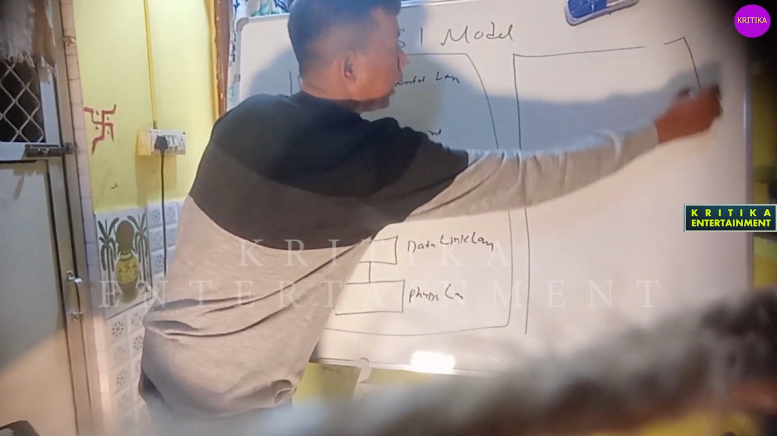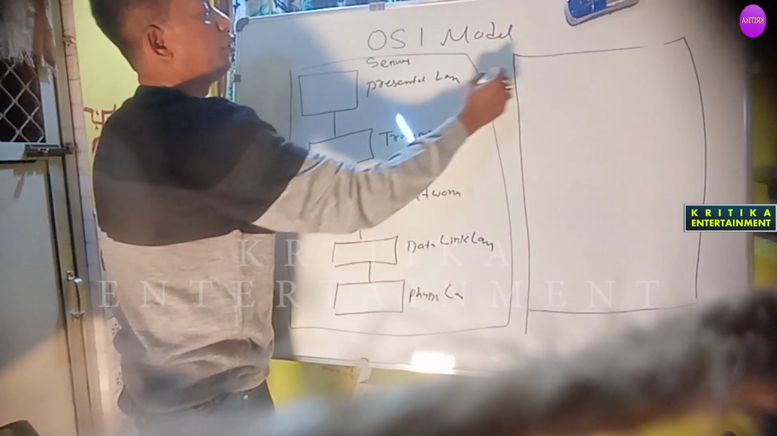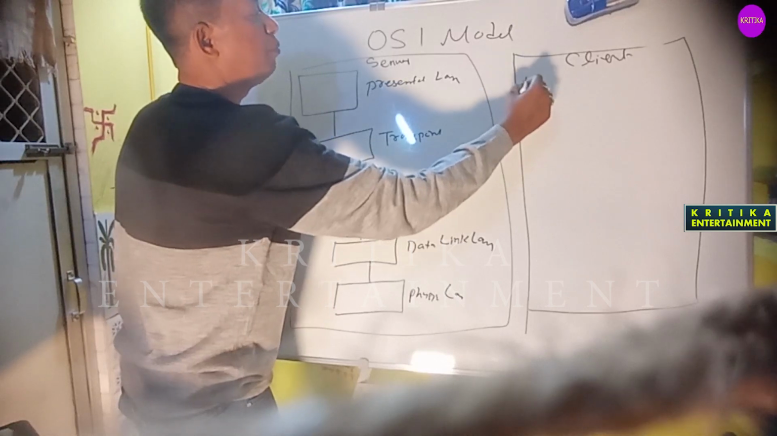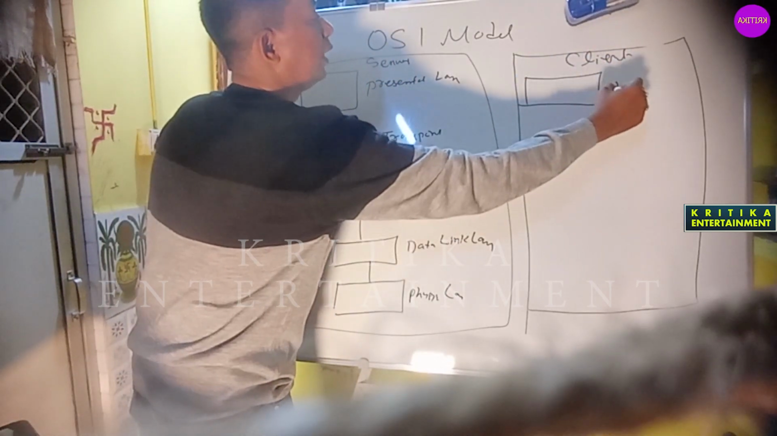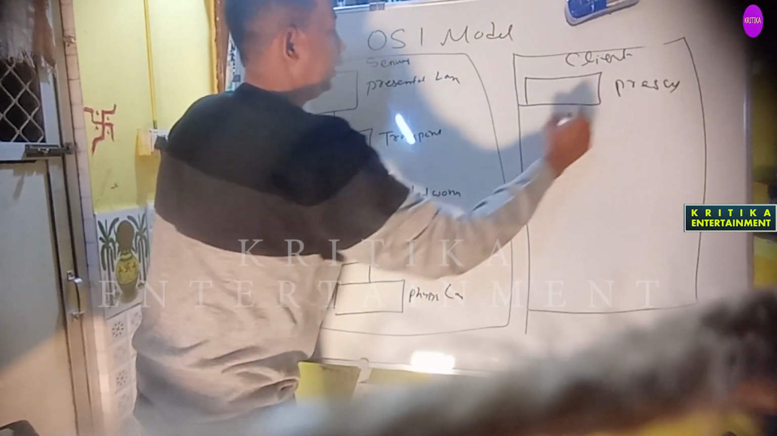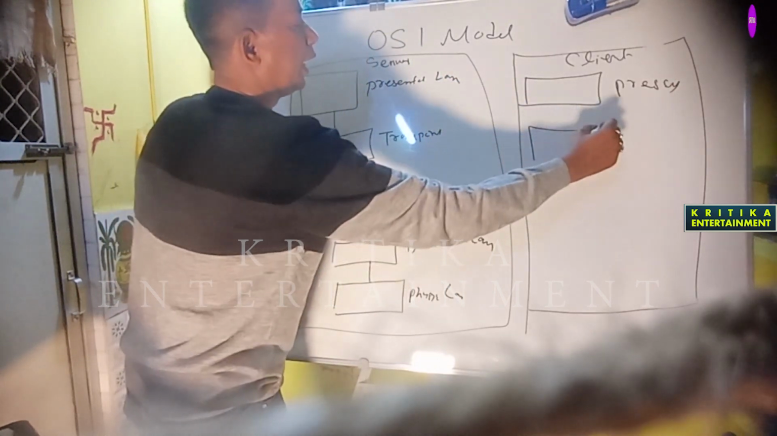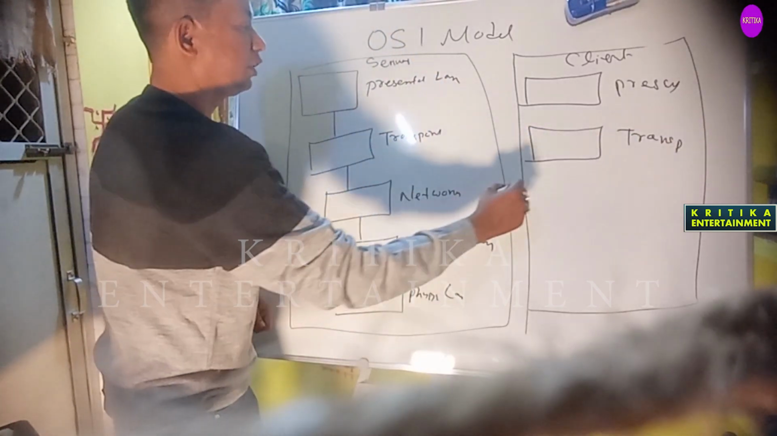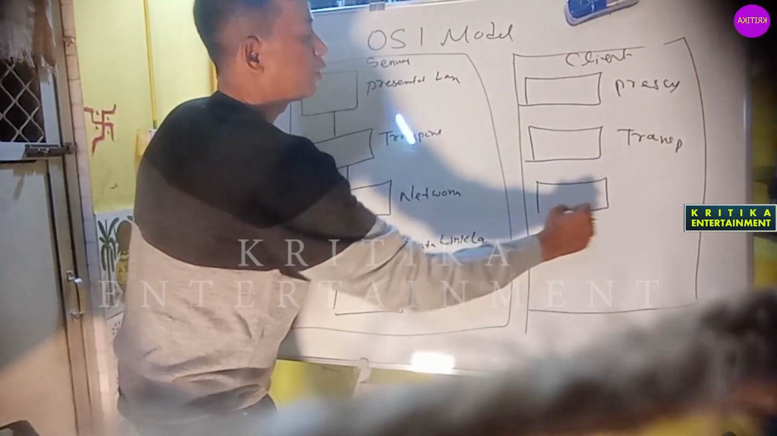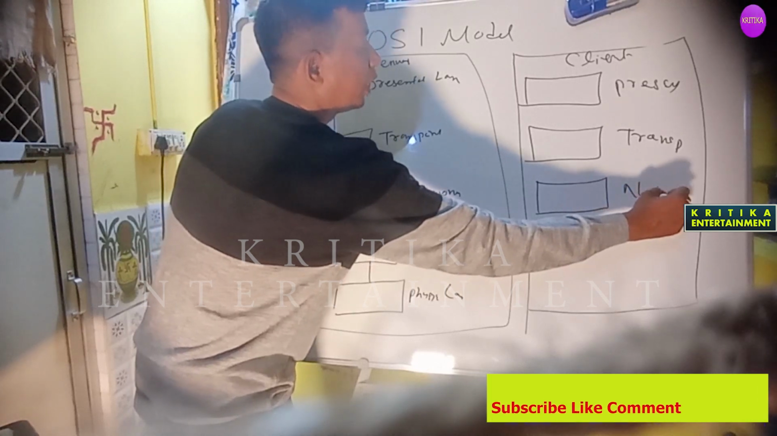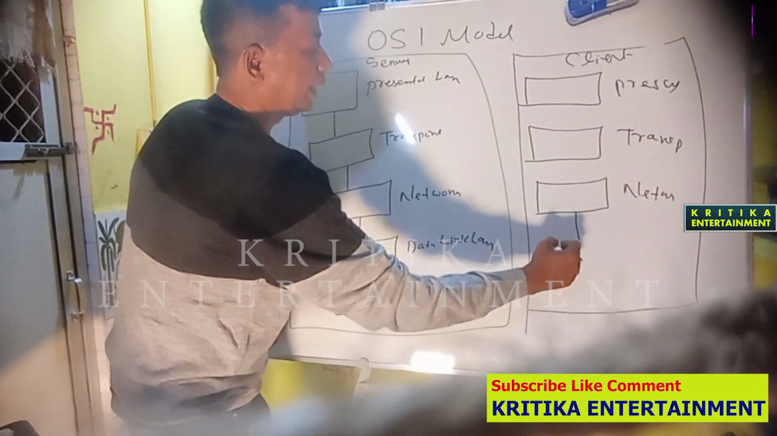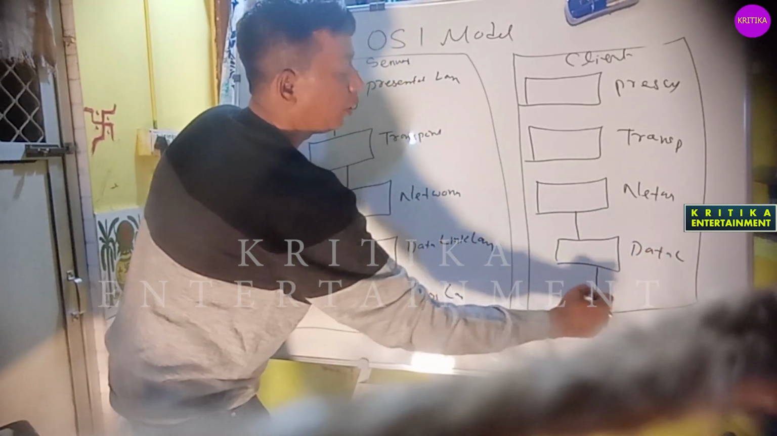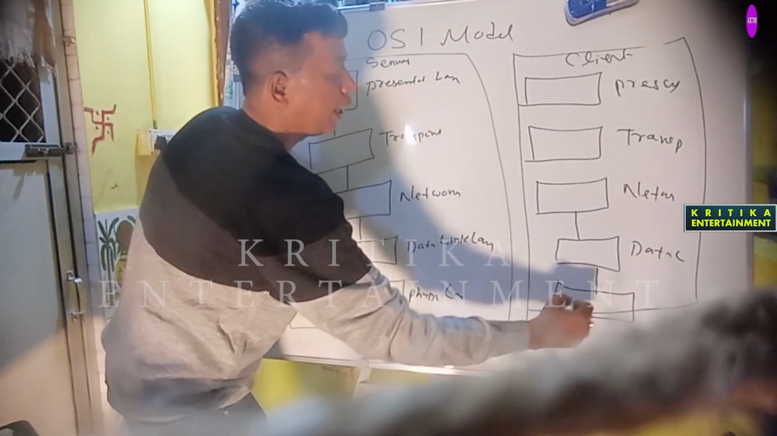Suppose this is the client machine or client terminal. In the client terminal also, this is your presentation layer, this is your transport layer, this is your network layer, this is your data link layer, and this is your physical layer.